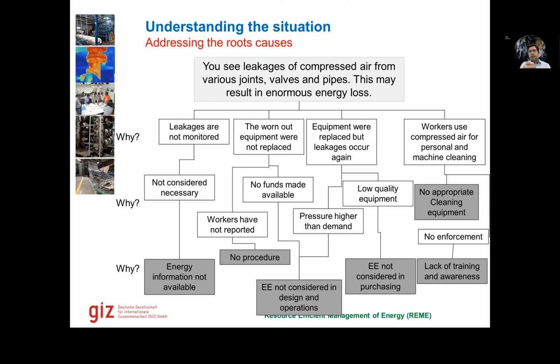We often see that workers take out a flexible pipe from the machine. They clean themselves, they clean their clothes, they clean their sweat, for example, and put the pipe back. If they take it out every day and put it back again, this pipe becomes loose. Or maybe the leakages are not even monitored. The factory does not even know that there are leakages, or they are not monitoring the leakages. So there could be multiple reasons for that. So the question would be, why are they not monitoring the leakages? They never thought of it, or they never considered that it is necessary.